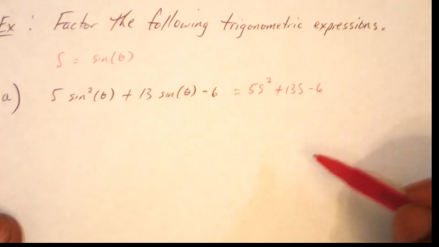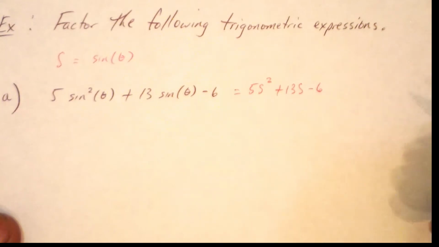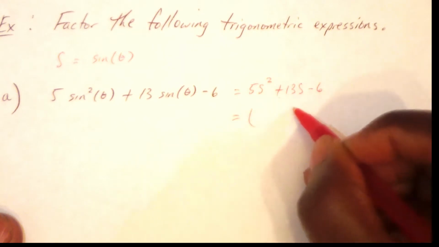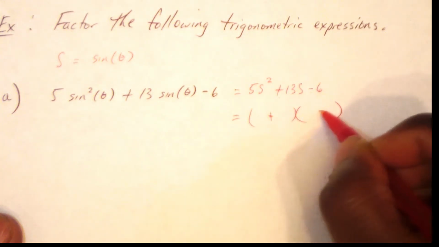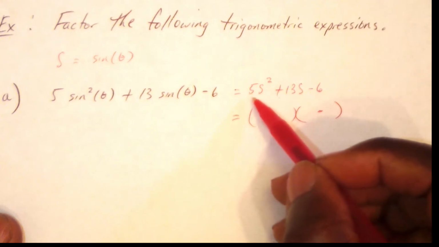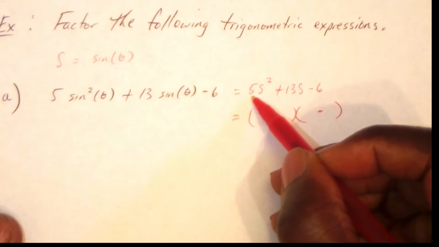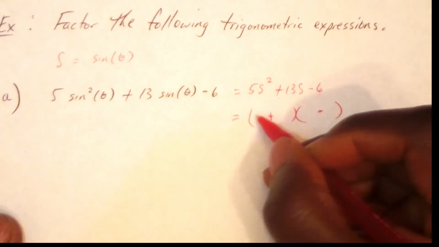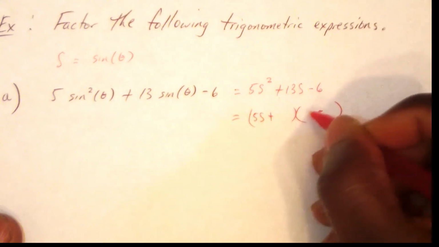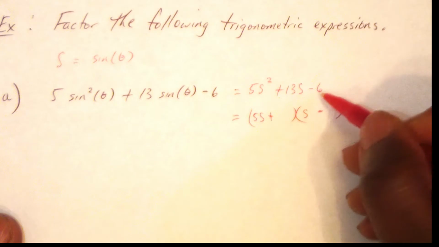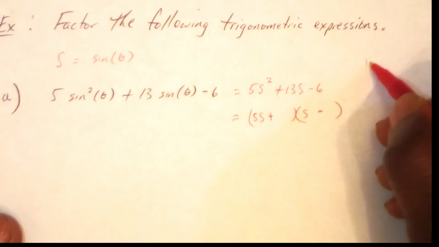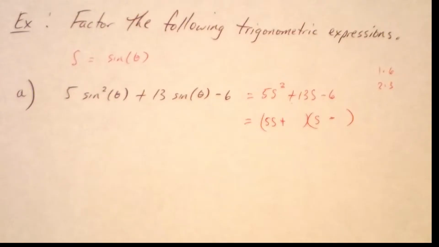So I'm going to do factoring by the trial and error method here. Since we have a plus and a minus, one of these is plus and one of these is minus. Our first term is 5s squared. And since our leading coefficient here is a prime number, we can just write this as 5s and s. And of course, the factors of 6 that we can use here are either 1 and 6, or 2 and 3.